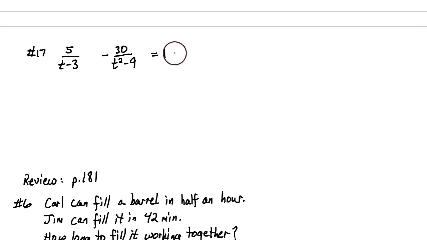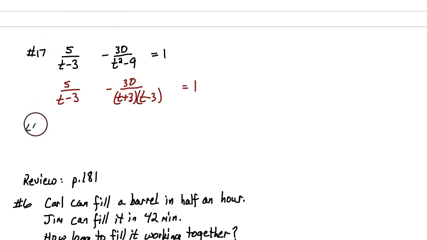Number 17, same kind of problem. The first thing we need to do is factor those polynomials to help us get the lowest common denominator. T squared minus 9 factors as t plus 3 times t minus 3. The lowest common denominator will have t plus 3 and t minus 3 in it. Let's multiply all members of our equation by that lowest common denominator.